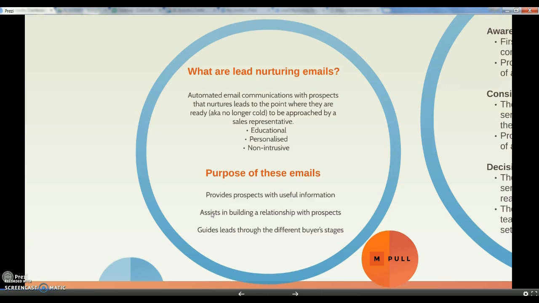So the purpose of these mails is to provide prospects with useful information about your product and services, assist in building a relationship with your prospects, and to guide them through the different buyer stages.